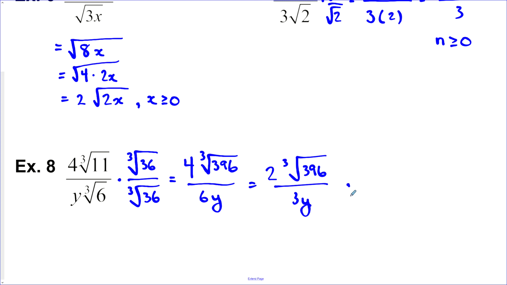We have a y not under radical, but we do have it in the denominator, so y cannot equal 0. Now the other thing we might be cautious of is, oh dear, are there any perfect cubes in this large 396? And we can be confident we don't, because we made 396. It was 6 times 11. So there's no groups of 3 in there.